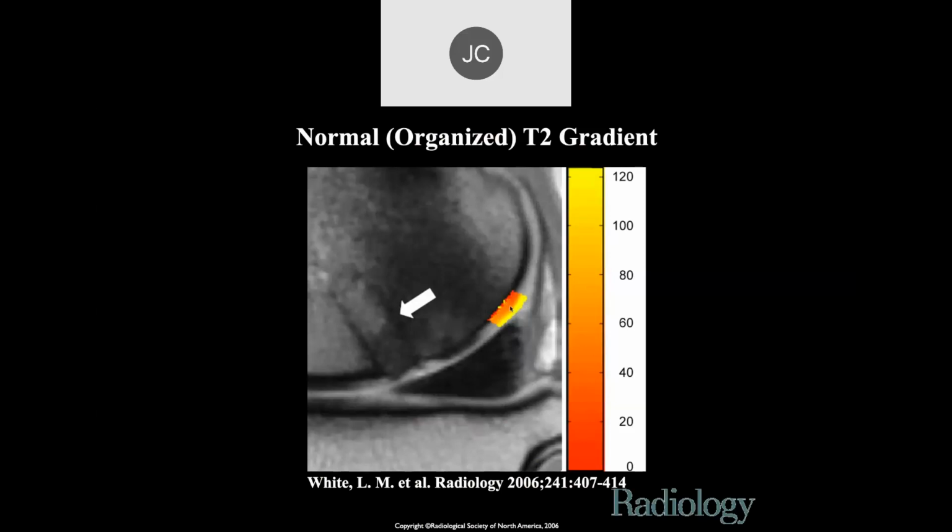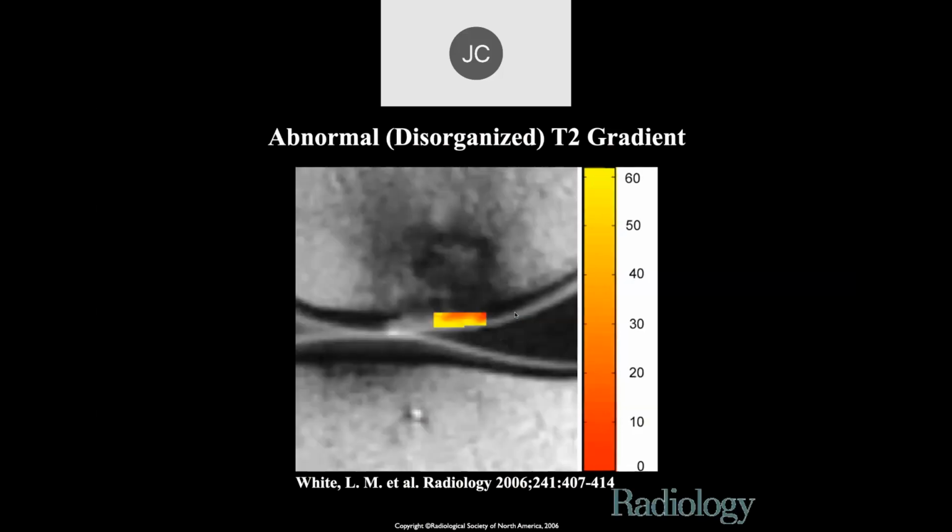So if you do T2 mapping, you should see a nice gradient of signal, as we see here in this normal area of the articular cartilage. When you get in areas of abnormal, you start losing this normal gradient, and here we can see that there's high T2 all the way through the articular cartilage in here near this osteochondral defect in this location.